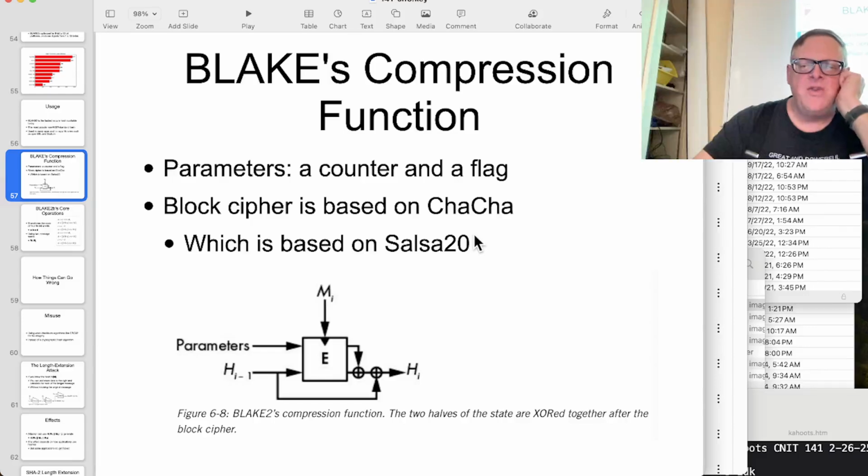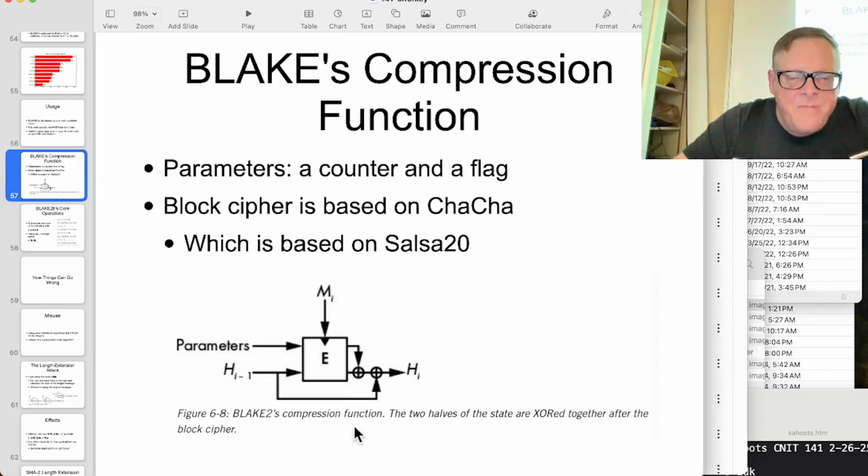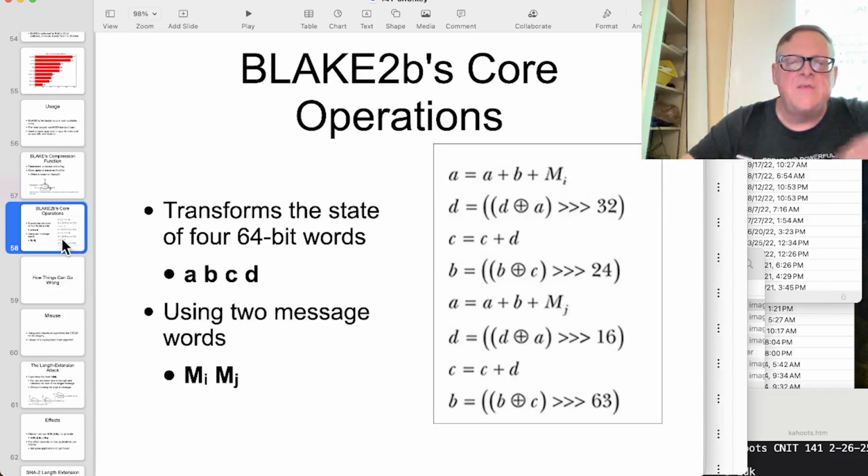It's got a block cipher based on ChaCha, which is based on Salsa, which we talked about last time. So you take the two halves of the state, which are XORed together after the block cipher, right? So you feed in your parameters, your block of message goes in here, used as the key to encrypt this internal state, and then you XOR these things together at the end and repeat this. That's a round of it.